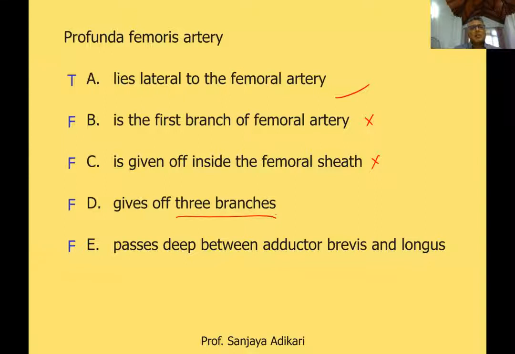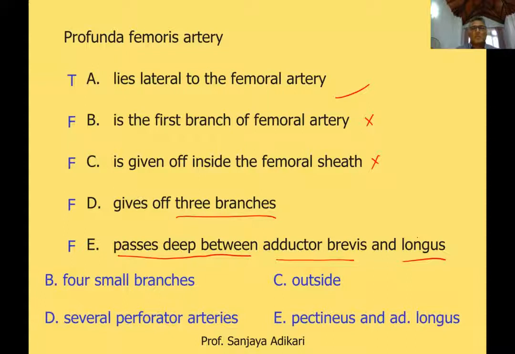Then passes deep between the adductor brevis and longus. No, actually it enters, it's a little bit vague when it says passes deep between. The moment it is given off from the femoral artery it goes deep, between the pectineus muscle and the adductor longus muscle, and lies behind the adductor longus muscle. It's a little bit tricky.